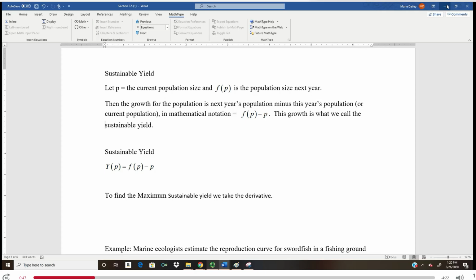Okay, so the growth then of the population is the population size next year, f of P, minus the population of this year's size. So let's say that this year our population is 300, and next year the population is 700. So the growth then would be 700 minus 300, which is 400.